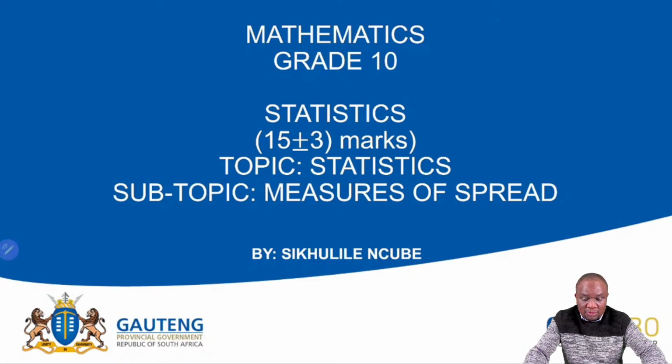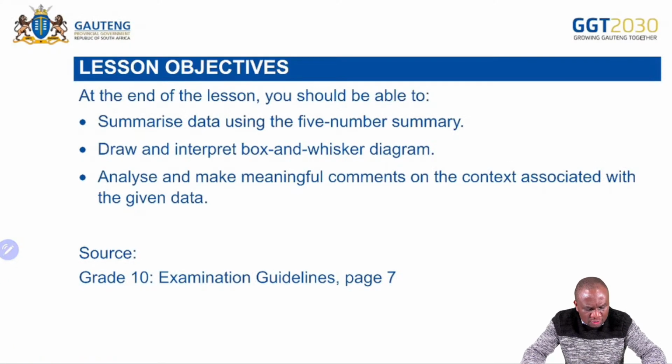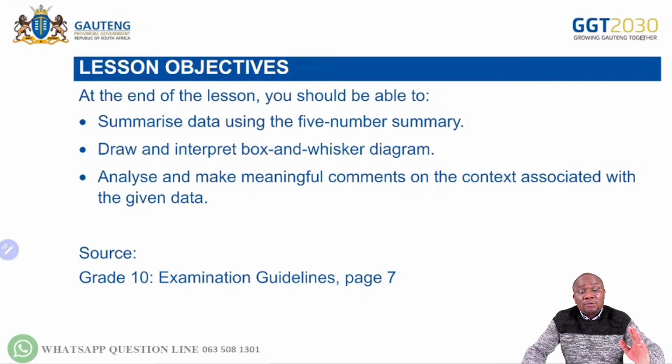We're bringing in a new thing now, which is called the measures of spread or the measures of dispersion. Right. So at the end of the lesson, you should be able to summarize data using the 5-number summary. We are going to look at the 5-number summary. It's very easy, easy marks. And then we're going to draw and interpret the box and whisker diagram. This is actually the 5-number summary, but now in the form of what? Of a diagram. And then we're going to analyze and make meaningful comments on the context associated with the given data. That's what we're going to do today.